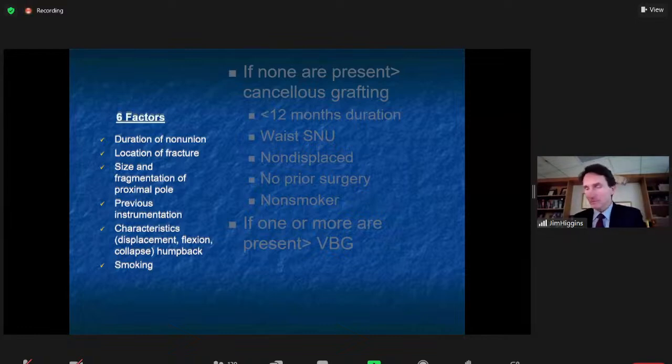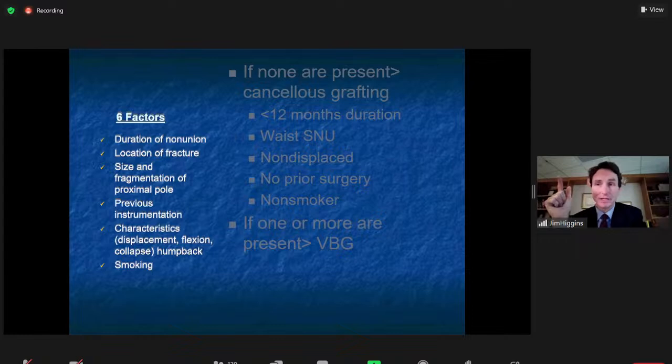So, and I'm going to try and stay on time here. Sorry, I'm rushing, but if you look at these 6 factors, the duration of non-union, and here the cutoff in general in the literature is the established non-union greater or less than 12 months old? Often this is an unknown, but if you know it's greater than 12 months old, that's an independent risk factor of failure. These are risk factors of failure of your non-union surgery, not failure of your scaphoid ORIF, failure of your non-union surgery. Location of fracture, we know the proximal pole is more risky than the waist.